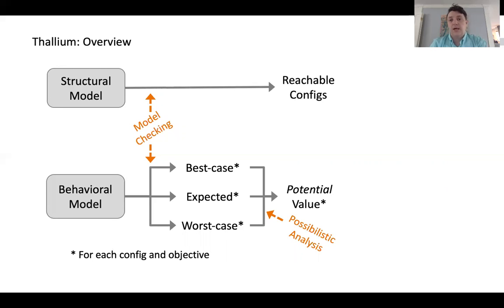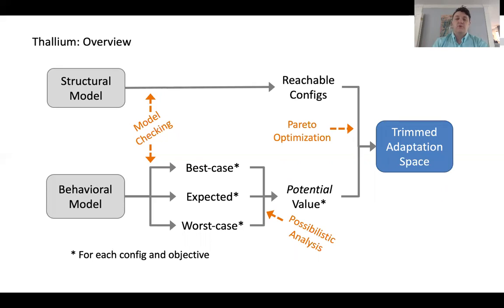Those three values are then combined using possibility theory to produce a fuzzy value, which gives us a single metric, which we call the potential for each configuration for each optimization objective. Those potential values are combined with the reachability graph, and we perform a Pareto analysis to find the adaptations that are dominated by other adaptations available from the same configuration. Those dominated adaptations are removed from consideration, and the resulting trimmed adaptation space is what is used at runtime, greatly reducing computational overhead for each runtime comparison.